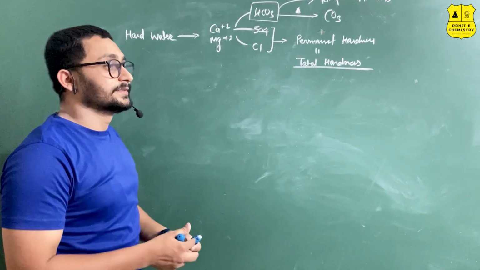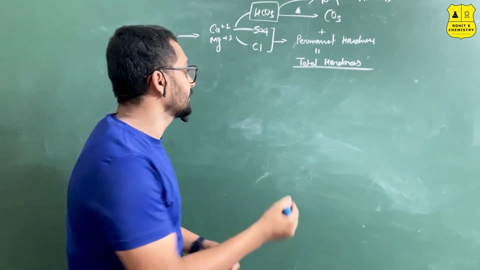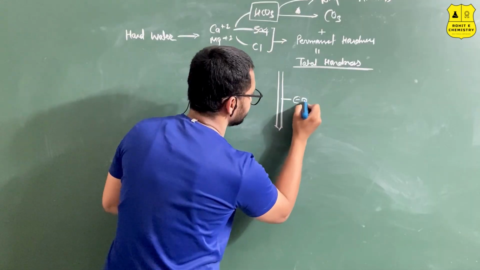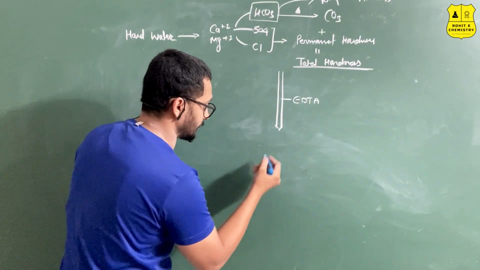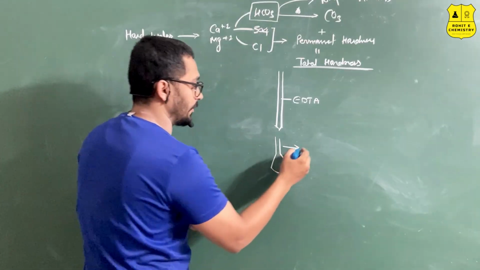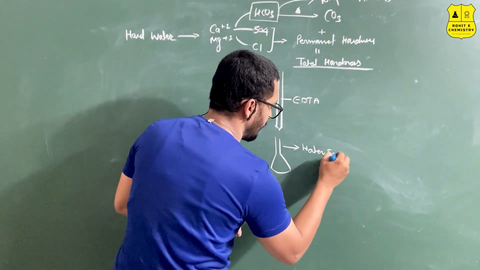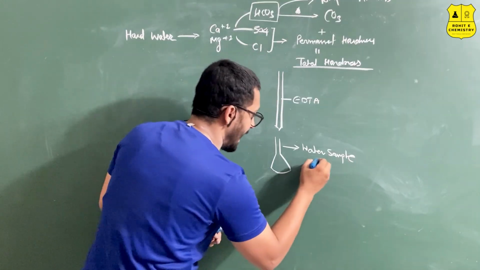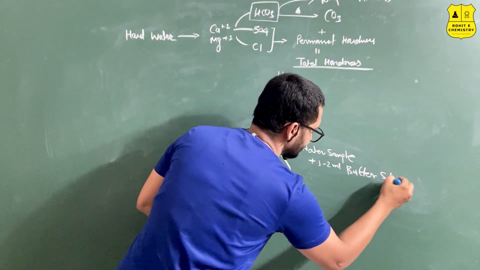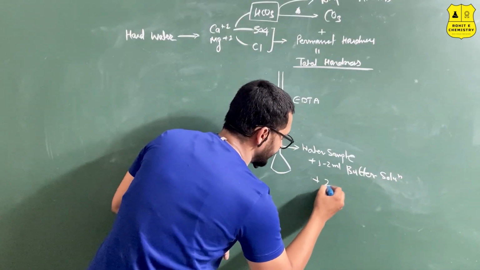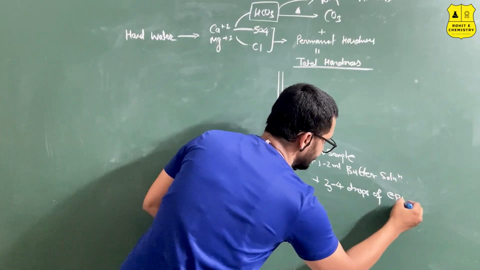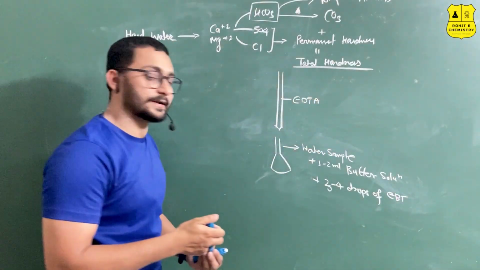So how to perform this experiment in the chemistry laboratory? Very simple. First, we fill the burette with EDTA solution, ethylene diamine tetraacetic acid solution, and pipette out the water sample into a conical flask. Add 1 to 2 ml of buffer solution and 3 to 4 drops of EBT, Eriochrome Black T. Very simple.